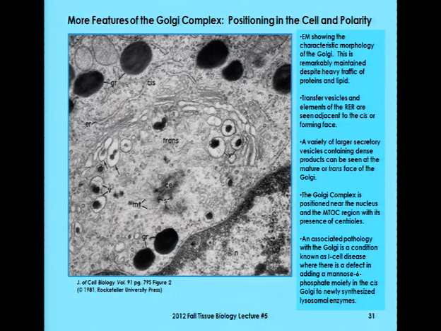The Golgi, as we have seen in the previous fluorescent micrographs, has association with the MTOC region, and that's where we find the centrioles. I point out here that a pathology that is associated with the Golgi is known as I-cell disease. And in that disease, there's a defect in adding mannose-6-phosphate in the cis part of the Golgi to newly synthesized lysosomal enzymes.